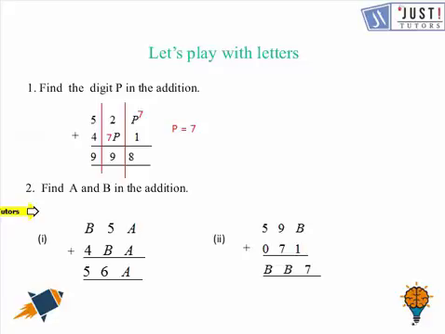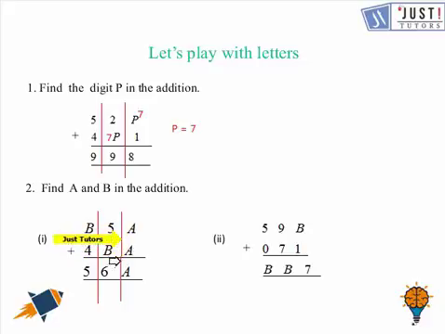Come to question number 2. Find a and b in the addition. Question number 1. b5a plus 4ba. Remember, we need to start from the ones column and then to the tens and then we'll move to the hundreds. If you notice, in this question, we've got a very interesting thing. In the ones column, we need to add a digit to itself so that the answer remains the same.